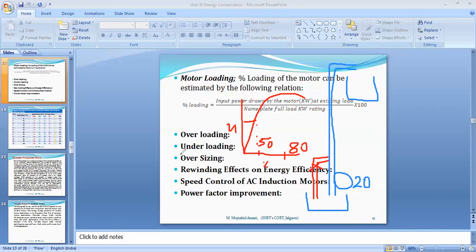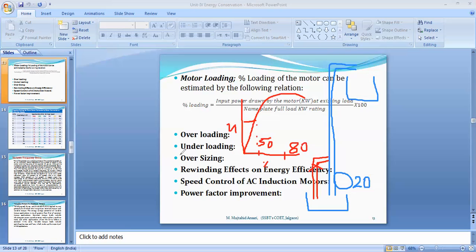That means the magnetizing current, the no load current, increases, and because of this no load current, the magnetizing losses, that is the iron losses, increase, as well as it draws more reactive current, and hence the motor is going to work at a poor power factor.